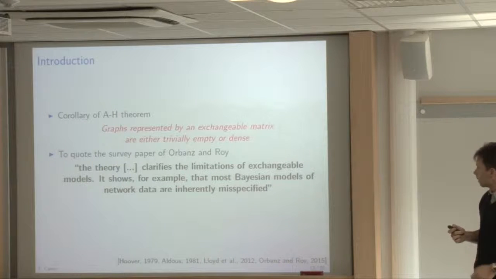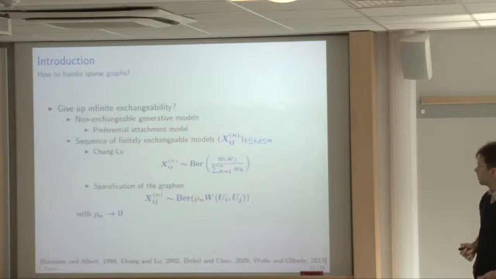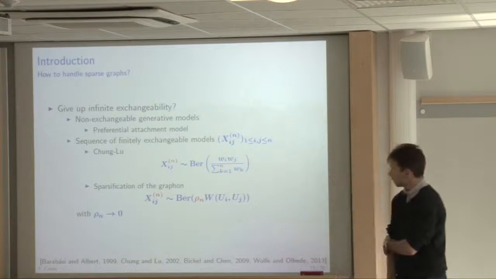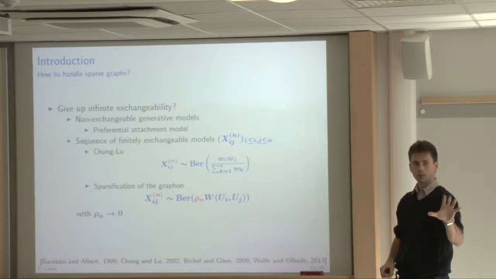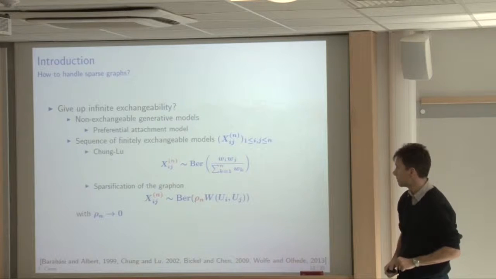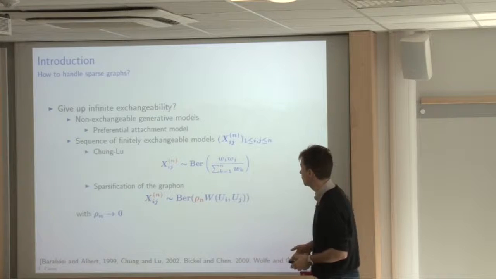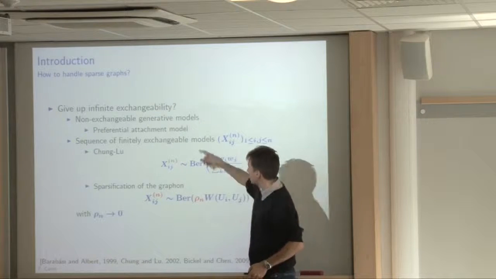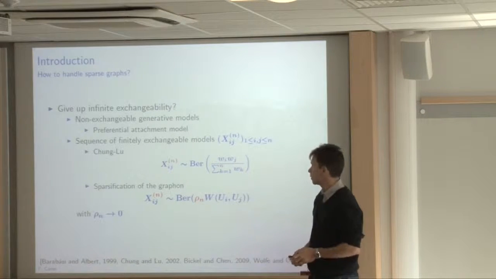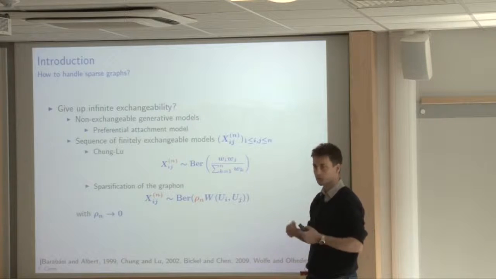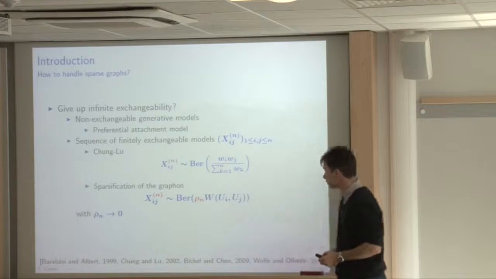So how can we handle this then? What do people in the literature do? Of course, you can still work with your adjacency matrix and just give up infinite exchangeability, because if you have infinite exchangeability, then you've got density. For example, you can work with non-exchangeable generative models, such as the Barabasi-Albert preferential attachment model, which is some sort of a reinforced urn process.